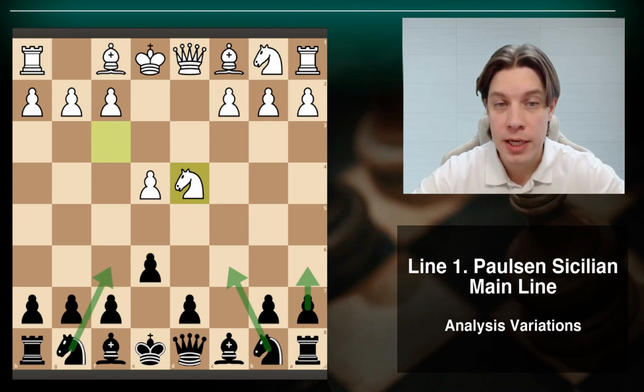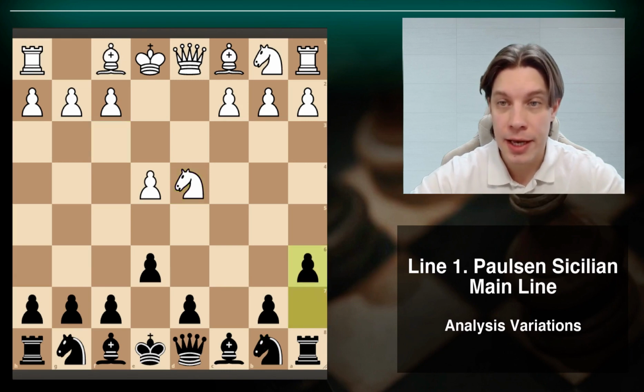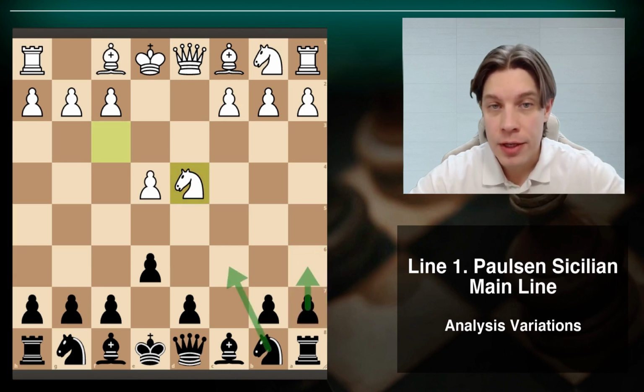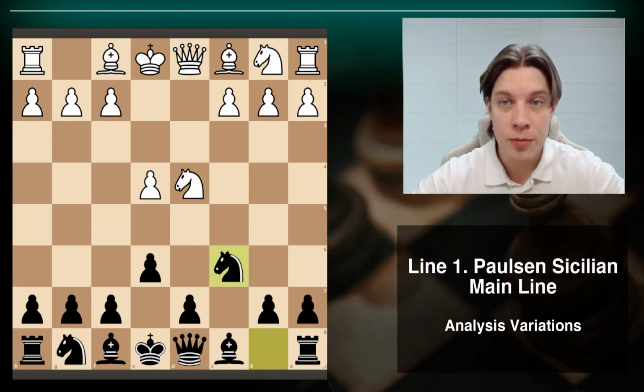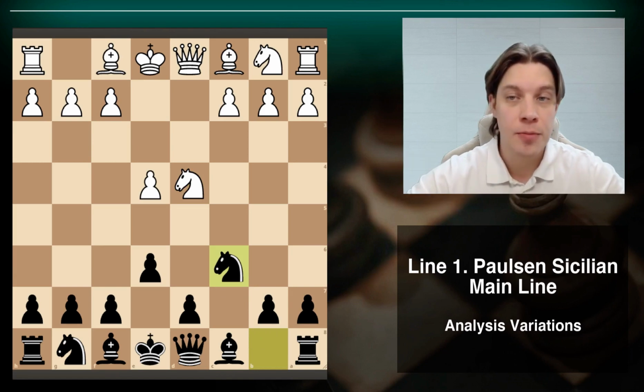Some people also play knight f6, but knight f6 leads to some different variations. If you want to play Sicilian, here you continue with a6. However, in this course we are talking about Paulsen or Taimanov variation. Knight c6 is the move that starts the Paulsen variation.